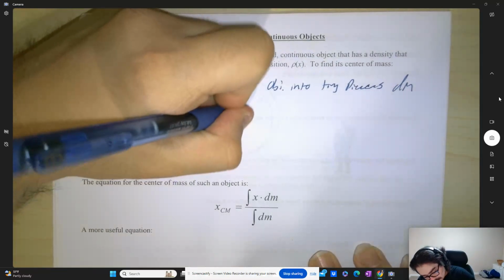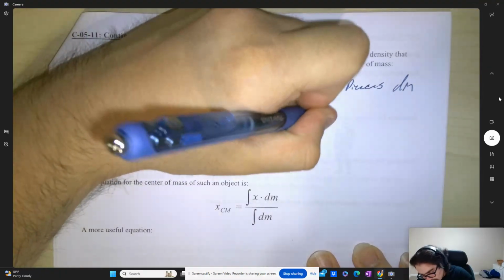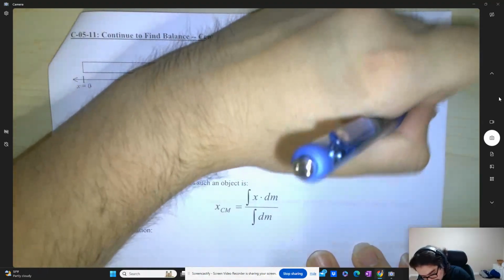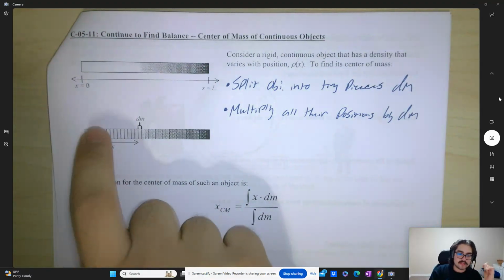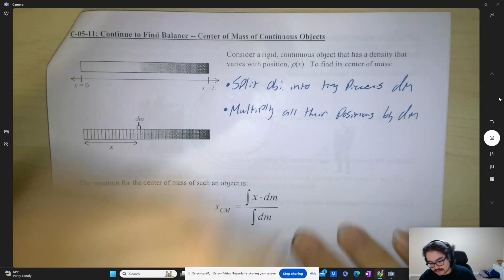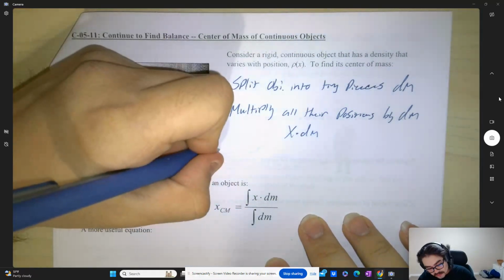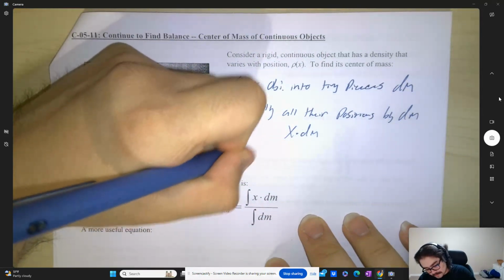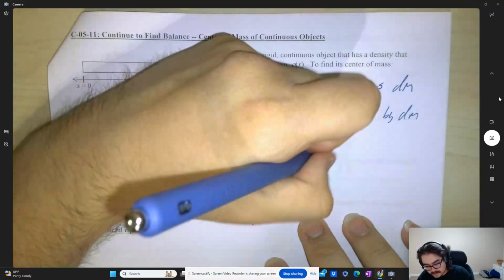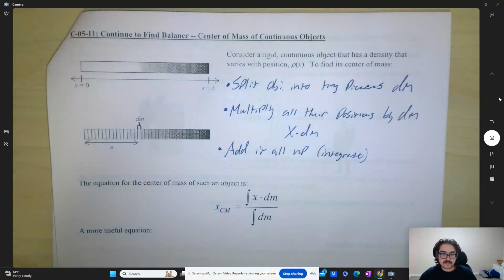Then we're going to multiply all their positions by the dm. So we're getting the mass of each piece and multiplying it by its position along the object. That's going to give me x times dm. Hopefully you see where I'm going with this. Then all we have to do is add them all up. And by that, I mean to integrate.